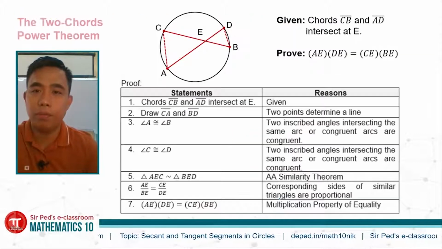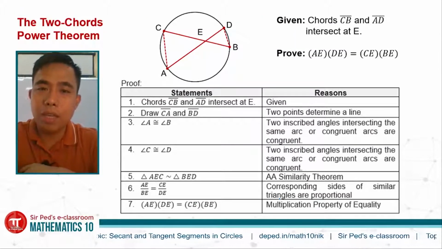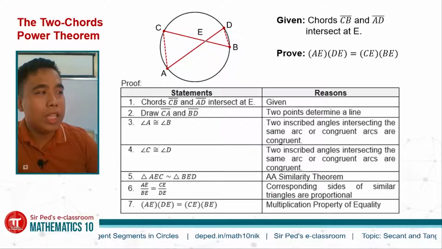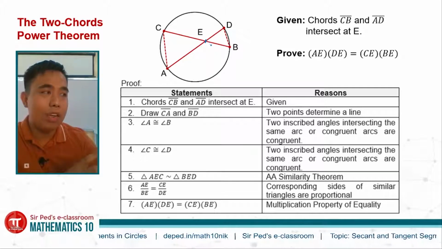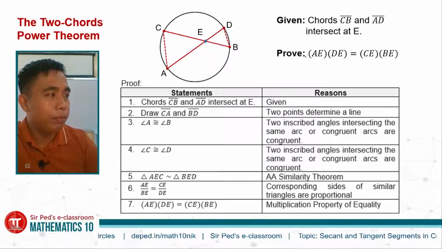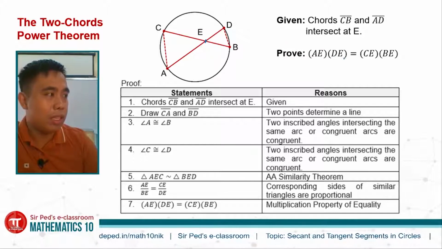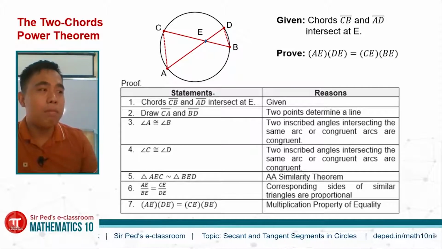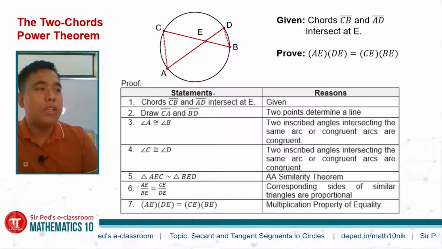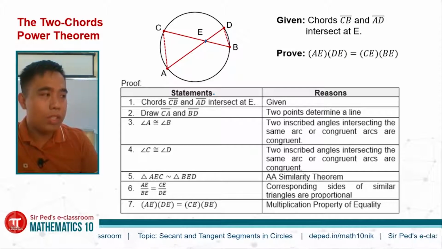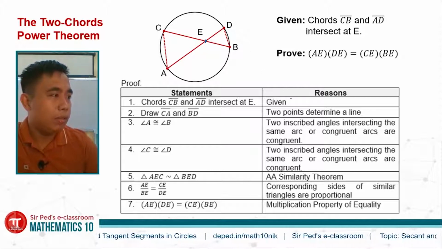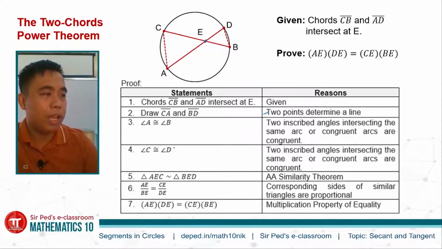Okay, let's prove that one. So given chords CB and AD intersecting at E. Again, not necessary that E is at the center of the circle. We are going to prove that AE times DE is equal to CE times BE. So first, we are going to prove this by the two-column proof. So number 1, we are going to write the given. Reason, given. Number 2, draw CA. Yan yung dotted. And then BD. Reason, 2 points determine a line.